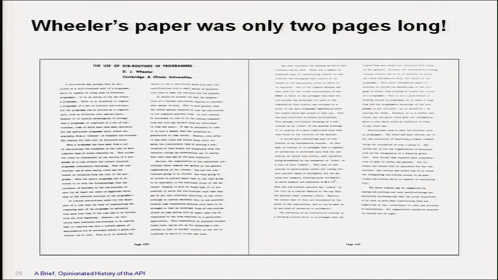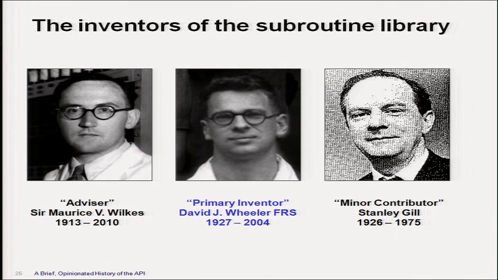I think now it's pretty clear who invented the subroutine library. The primary inventor was Wheeler, the graduate student. His advisor, Sir Maurice Wilkes, and Stanley Gill was a minor contributor. They are the three authors of the book that I showed you.